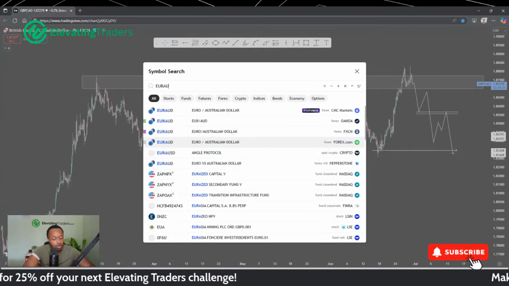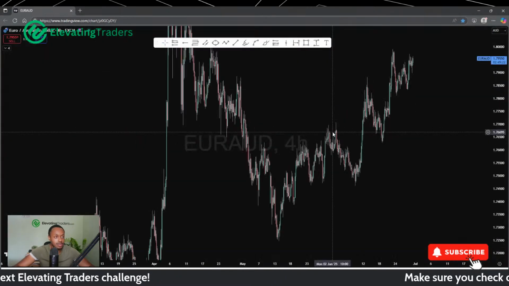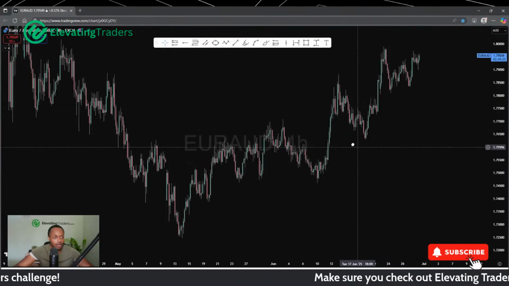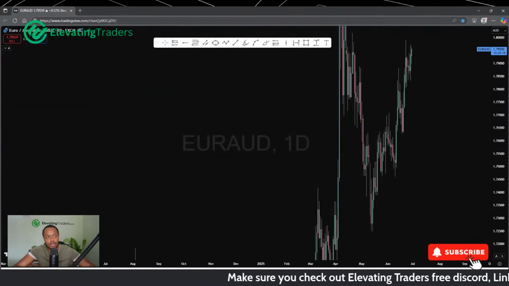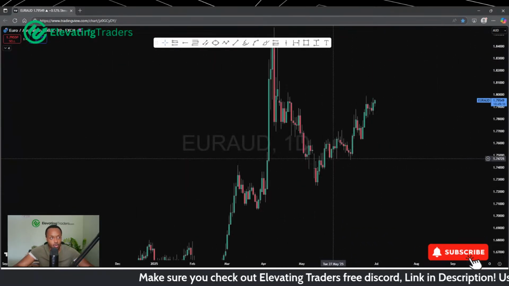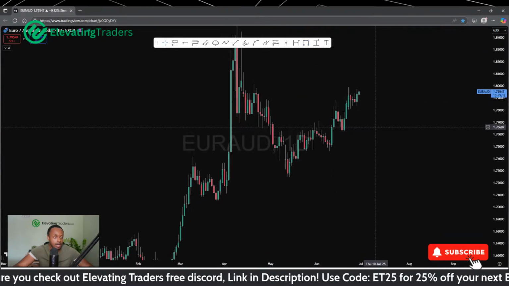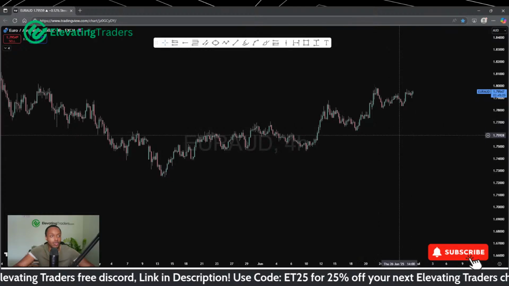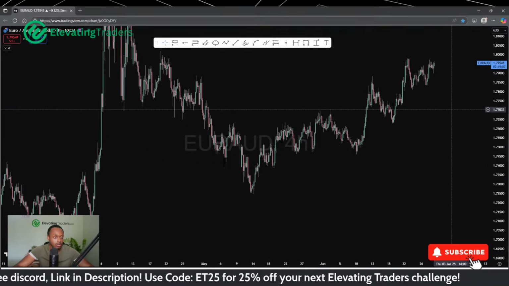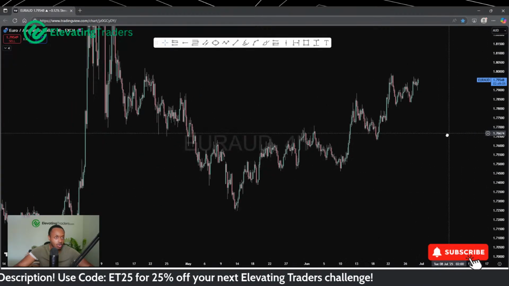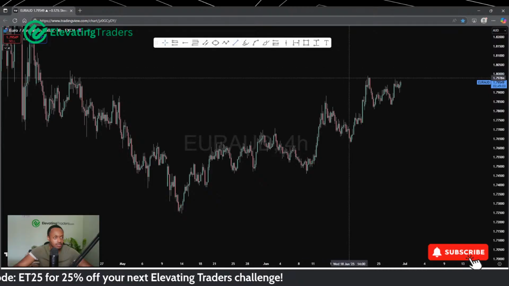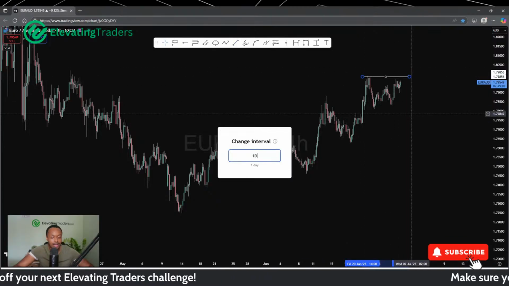In terms of Euro Aussie, this one has been slowly climbing to the upside, still very corrective. I do think there's a big move to the downside for this one, but it's not quite ready yet. We are looking like we're approaching some resistance here. Not really seeing any overwhelming rejection there, so I wouldn't look to short Euro Aussie. Looks like we're just about to slowly spill over into highs there.